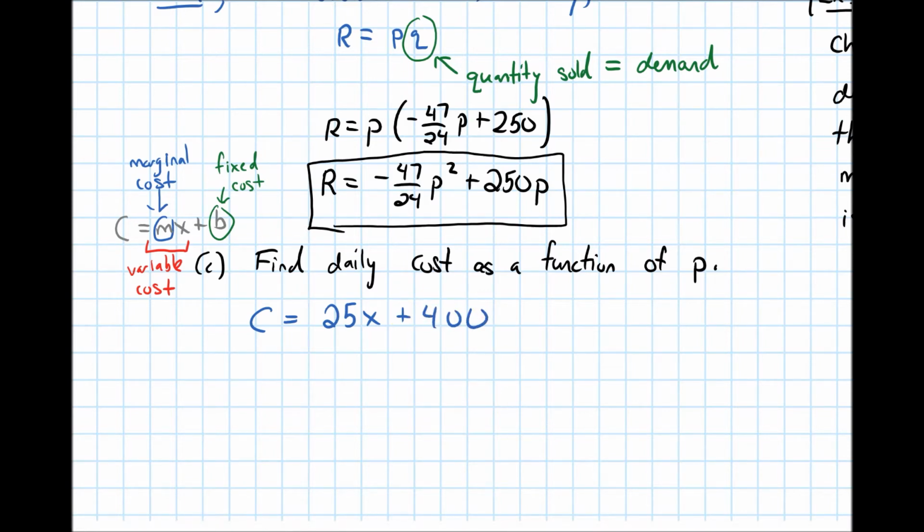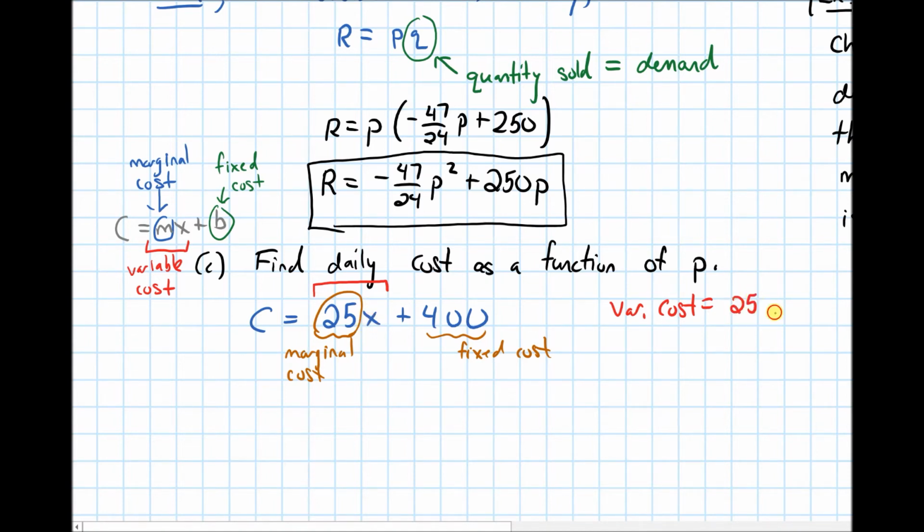And I'm just going to indicate these different things. So 25, again, 25 was the marginal cost. It was just the 25. The fixed cost is just the 400. The variable cost is the MX. That's the part of the cost that depends on X. That varies depending on what X is. So the variable cost is 25X. All right. So this is cost as a function of X.